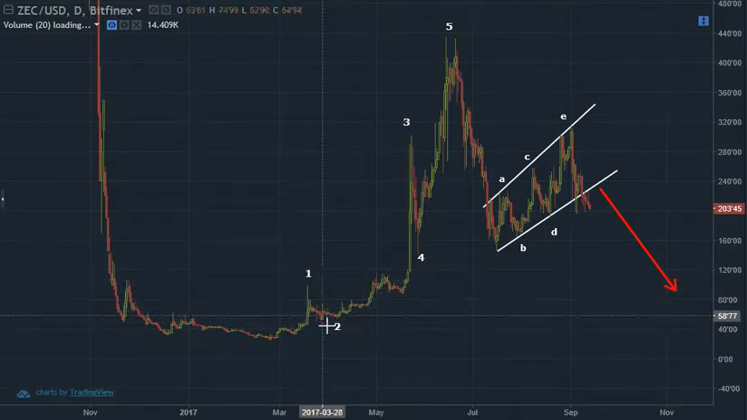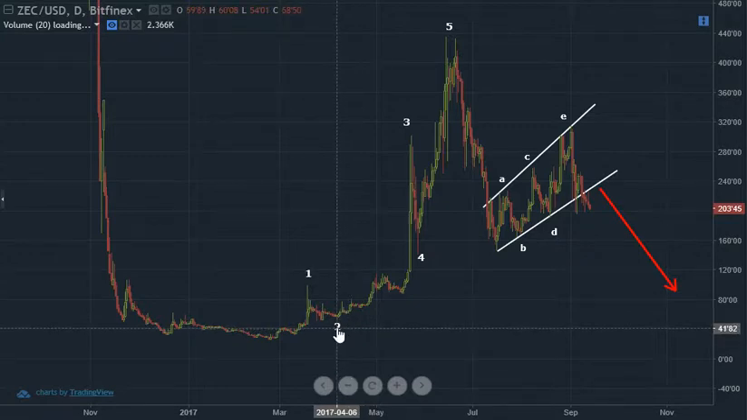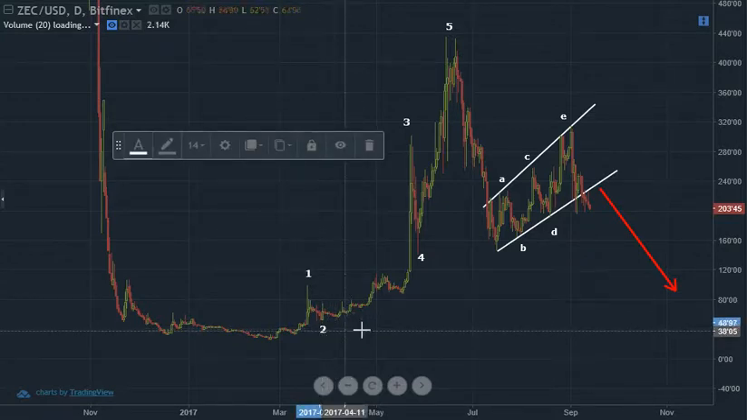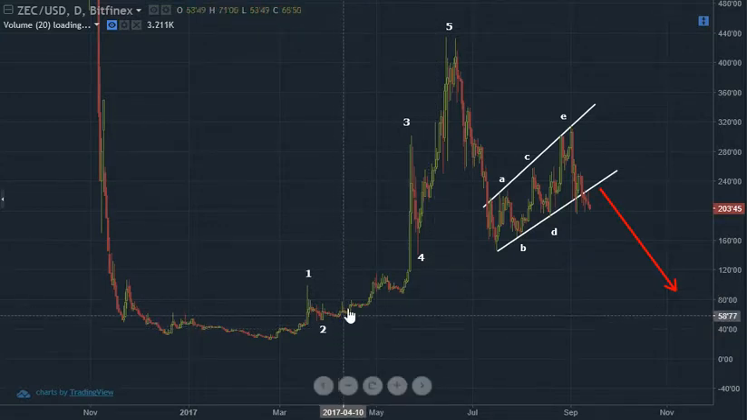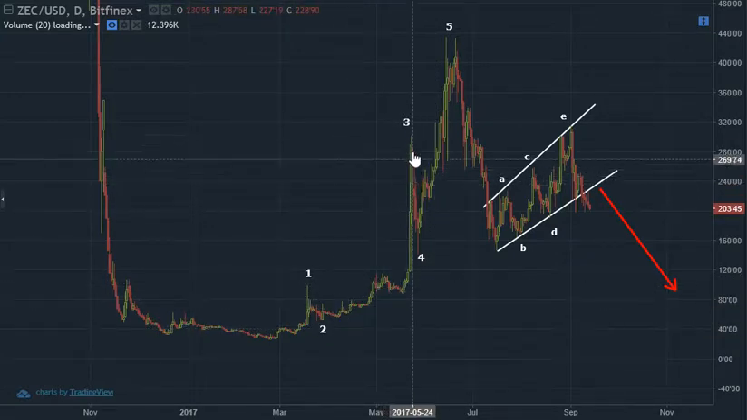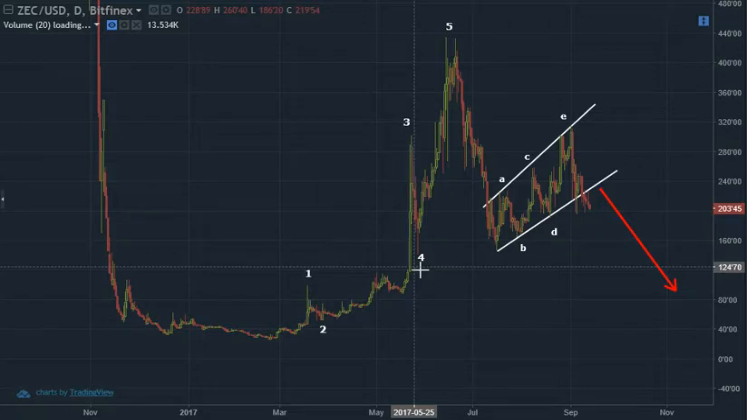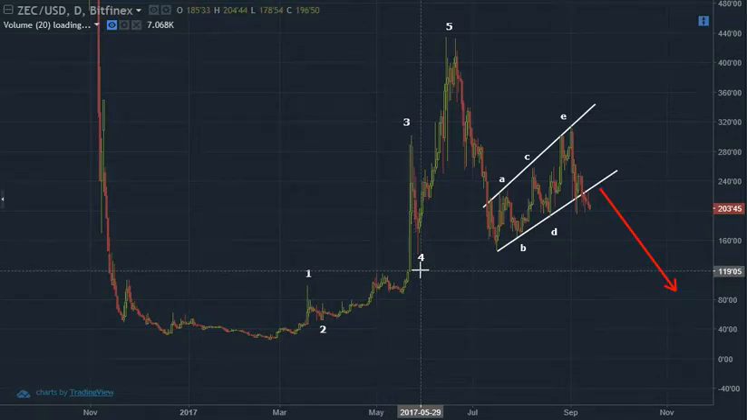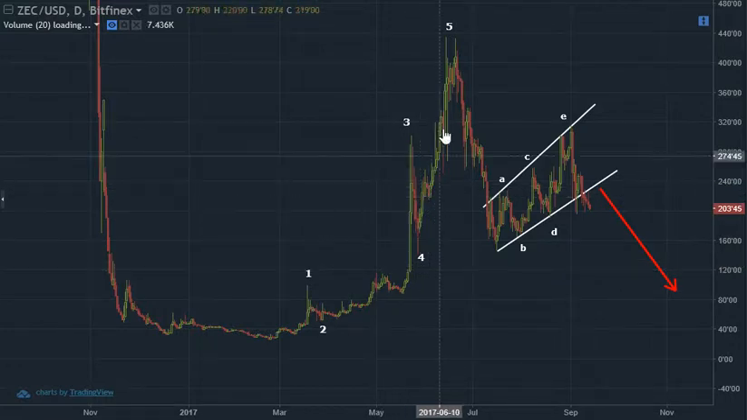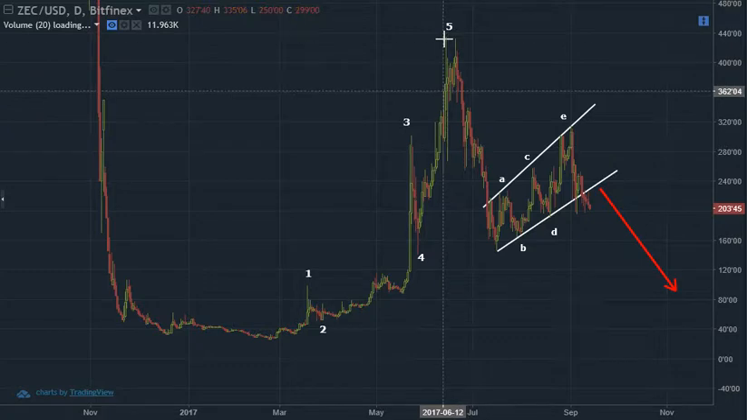Well, if 1 and 2 is here, then this is a subwave of 3. 1, 2, 3, 4, 5, making up wave 3. Wave 4 is probably an ABC. Wave 5 extends in 5 motive subwaves: 1, 2, 3, 4, and 5.